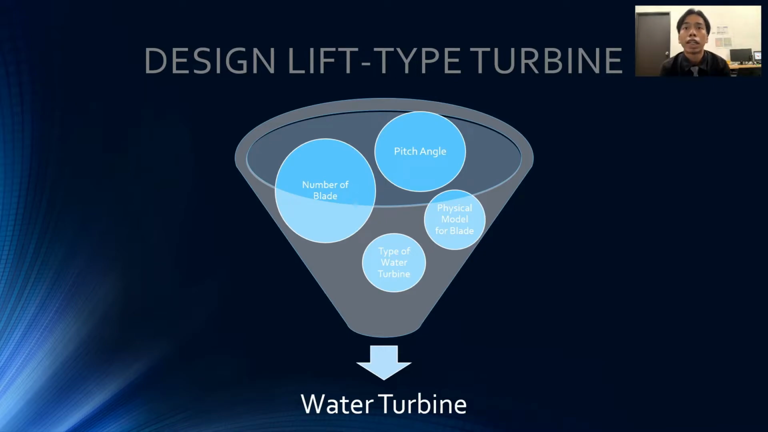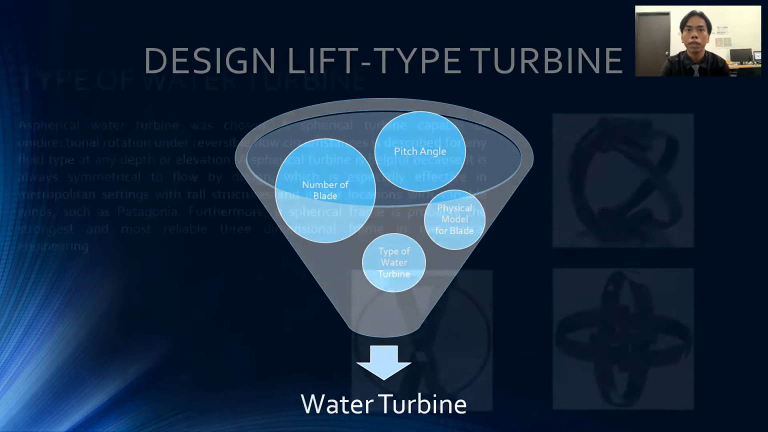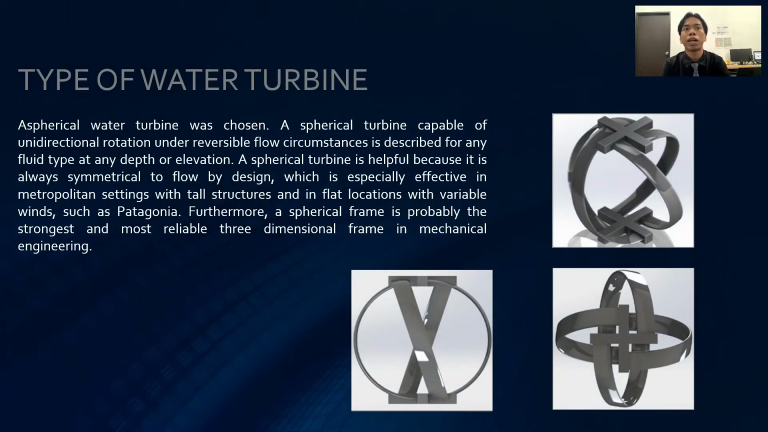Okay, for the design of the lift type turbine, to create the best design of a lift type water turbine, we made a research to give the best design for a lift type water turbine. The four aspects we researched are: first, number of blades, pitch angle, physical model for blade, and type of water turbine. Okay, for the type of water turbine, a spherical water turbine was chosen.